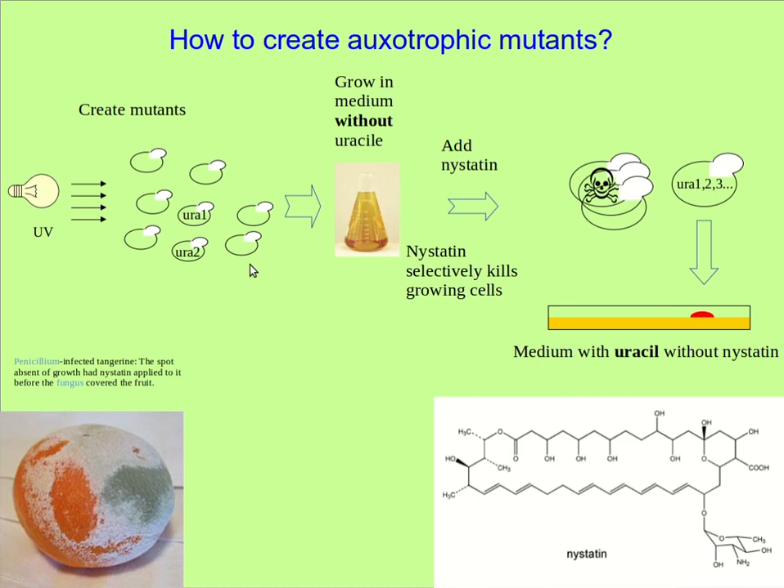This means that all of these mutants that are not affected in the URA1 or URA2 genes here will be killed. And if we then plate these remaining cells on a medium with uracil, but without nystatin, of course, then the clones that survive here will be at least enriched for genes in the URA pathway.